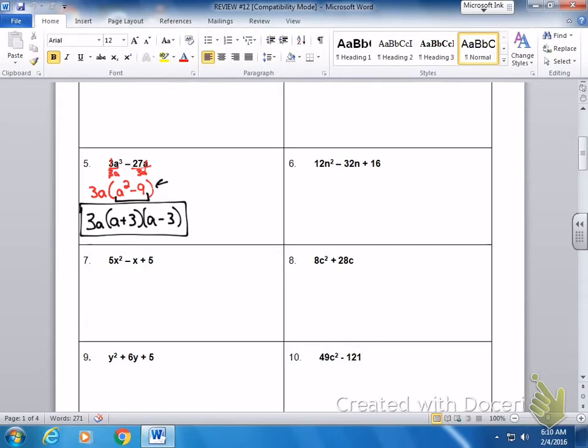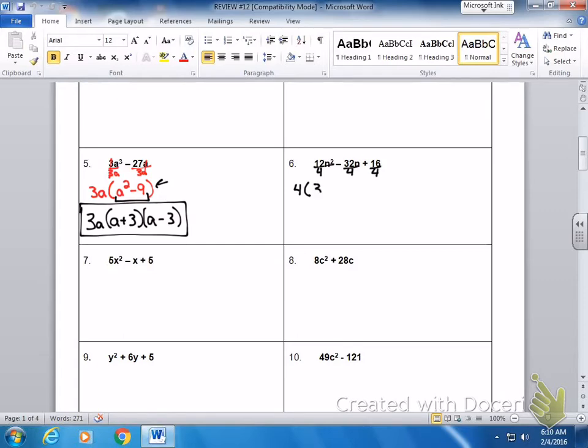It looks like I have 12, 32, and 16. If you ever start off and your three numbers are all even, you can at least take out a 2. In this case, if you think about 12, you could have 2, 3, 4, 6. Well, 6 won't go into 32 and 16, but 4 will. So I'm going to take out a 4. But all my terms don't have an n, so that's all I can take out is 4. So I'm just going to be dividing each term by 4.